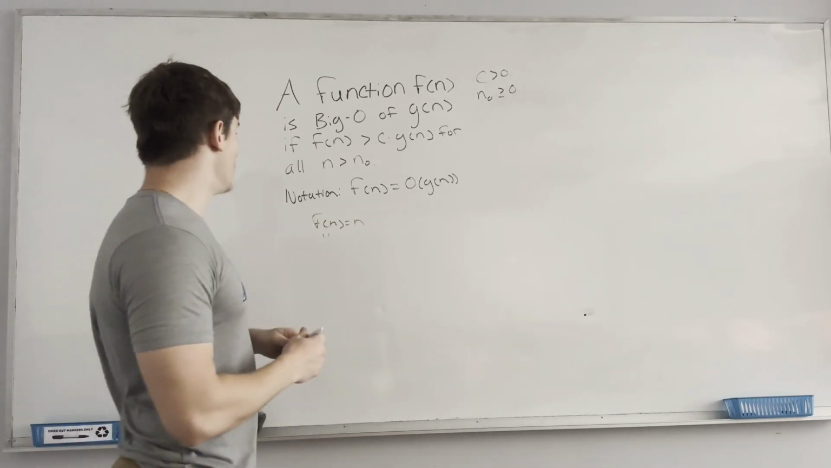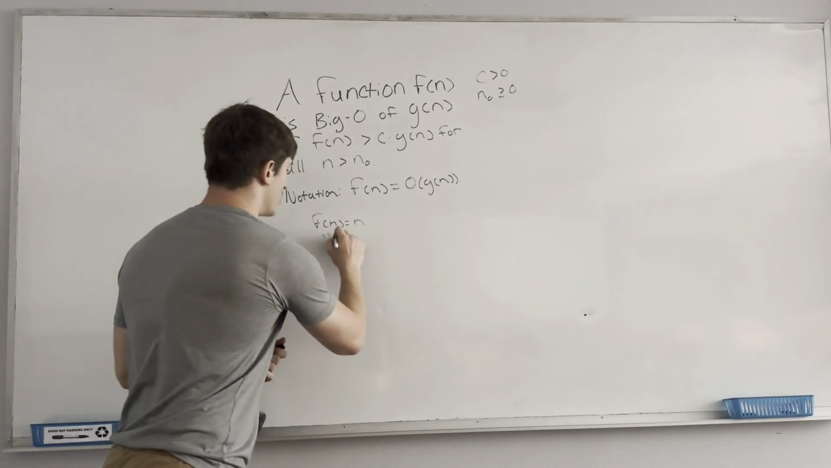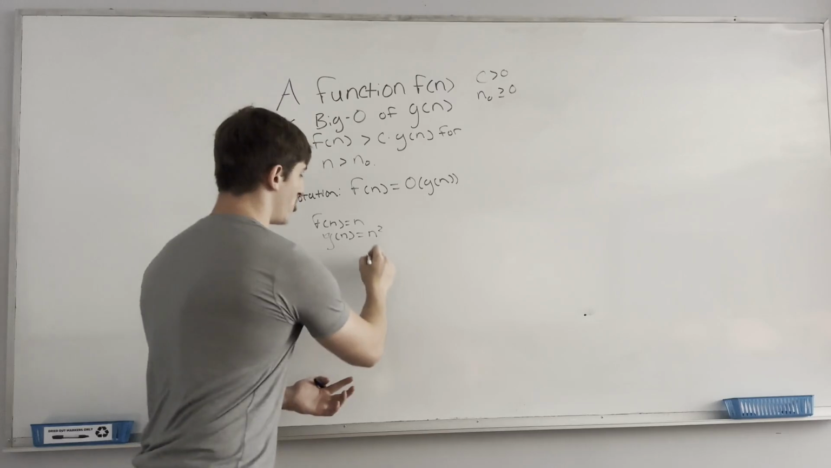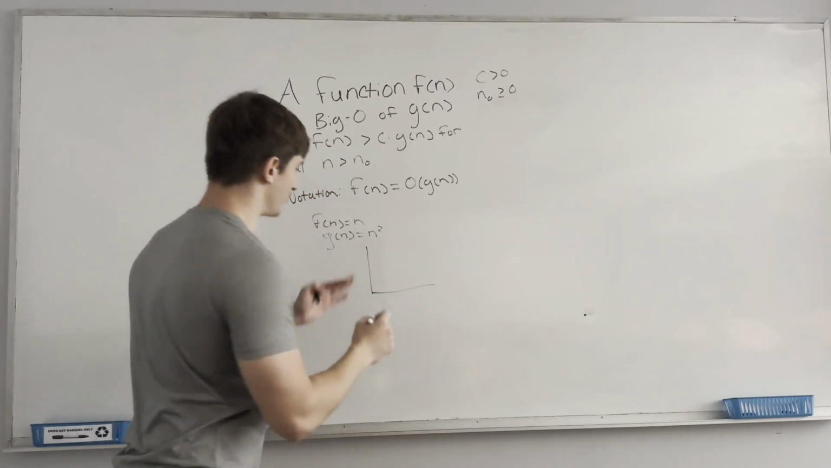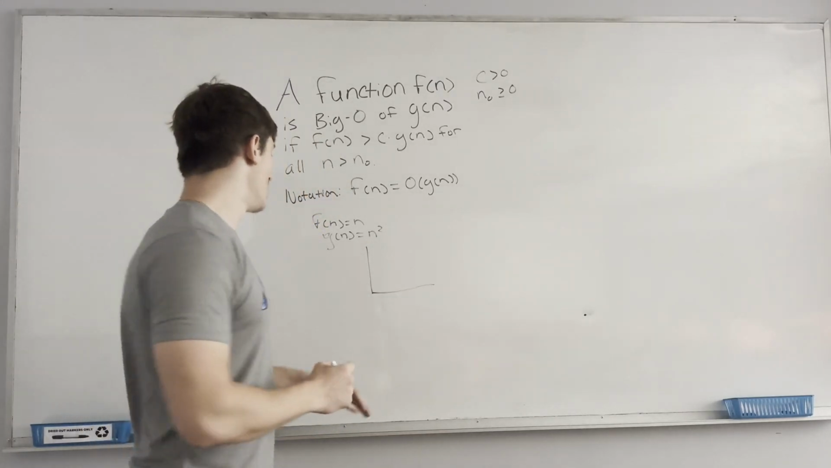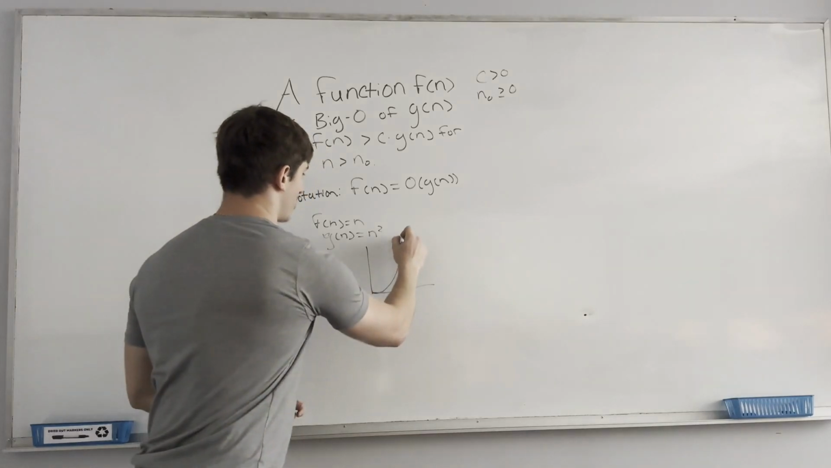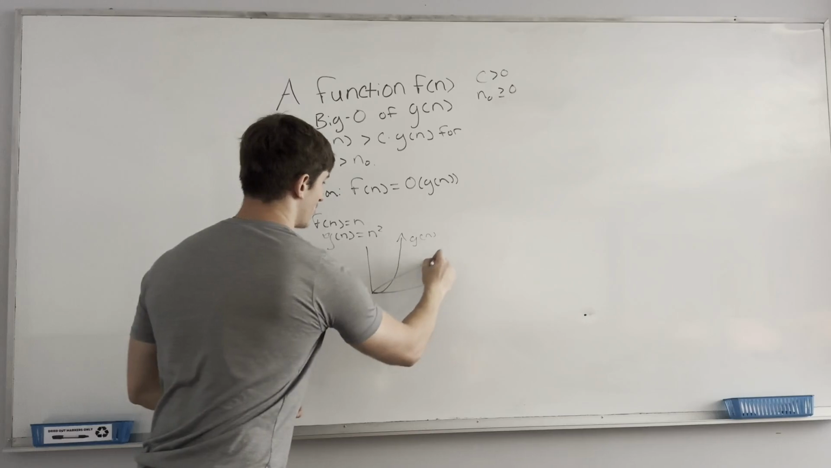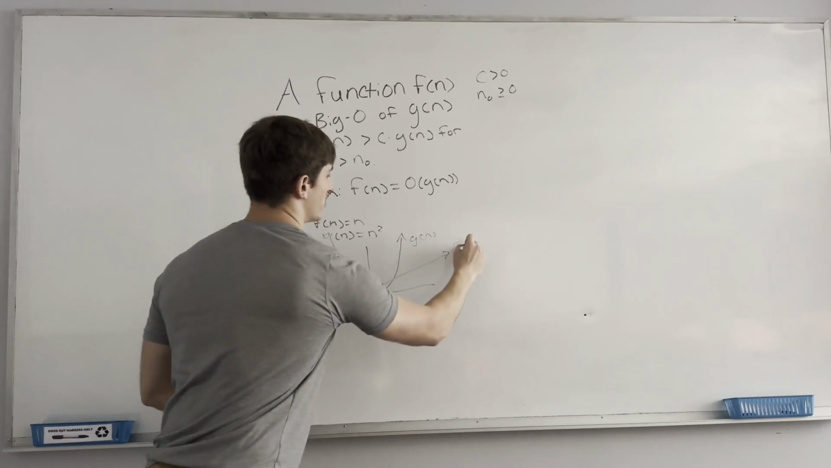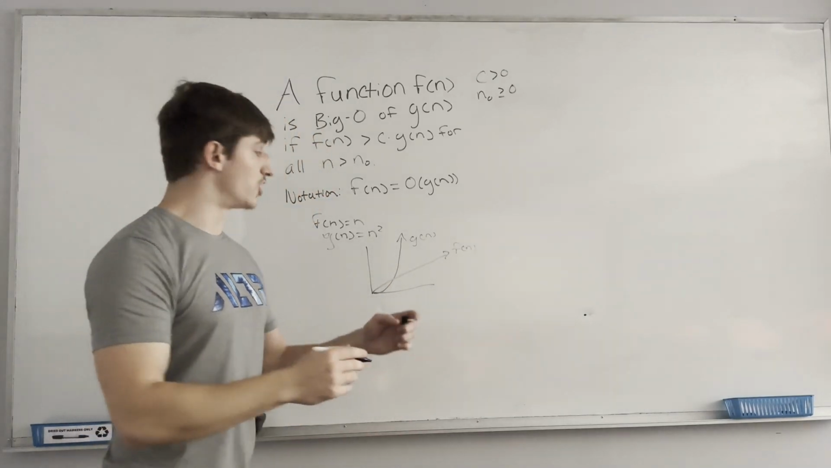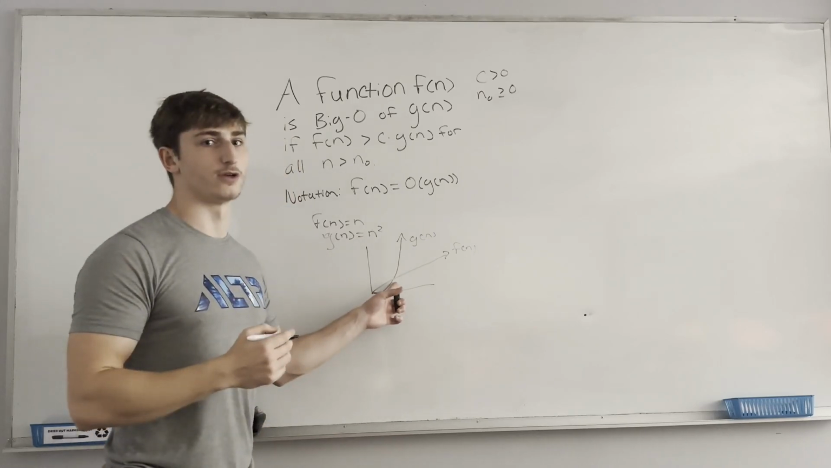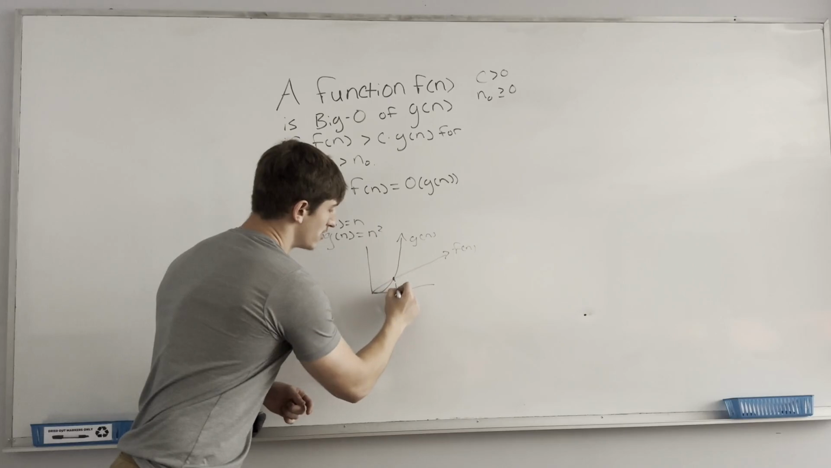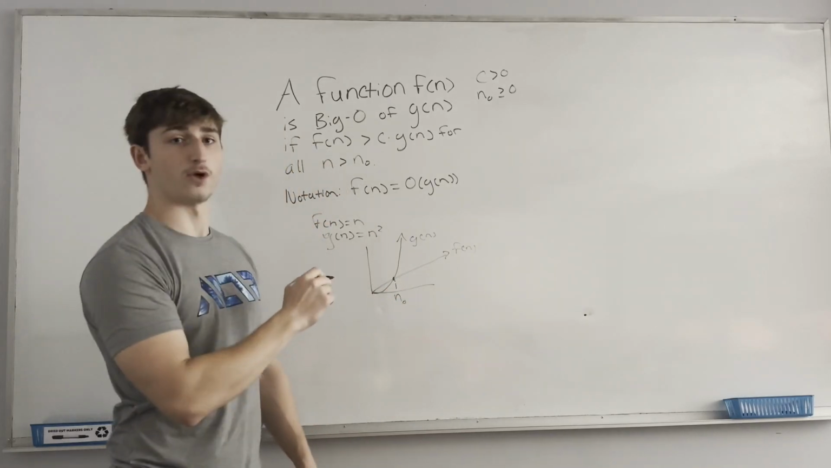I'll give you a bit of an illustrative example. Let's say f of n is equal to n, and g of n is equal to n squared. We only care about positive values, so we only care about this first quadrant. Let's go ahead and draw them. This could be our g of n, and this is potentially our f of n. Notice this is where they cross, and they never cross again. So this is our n naught.